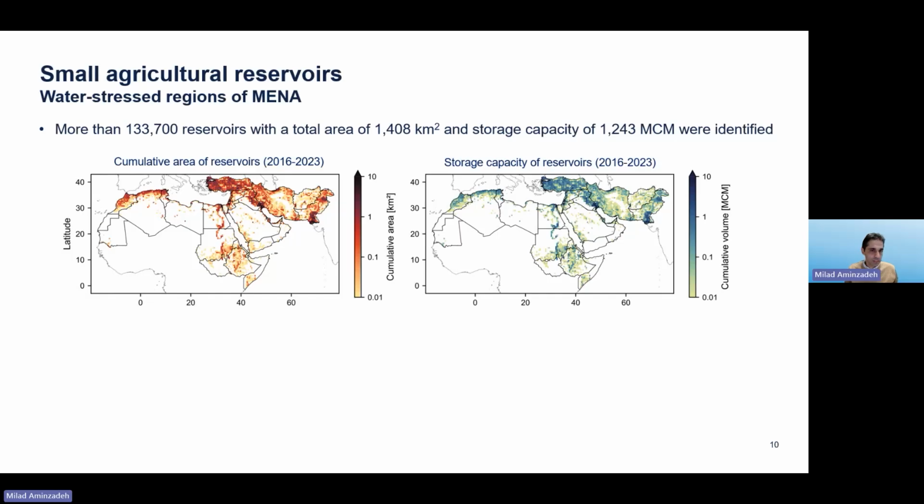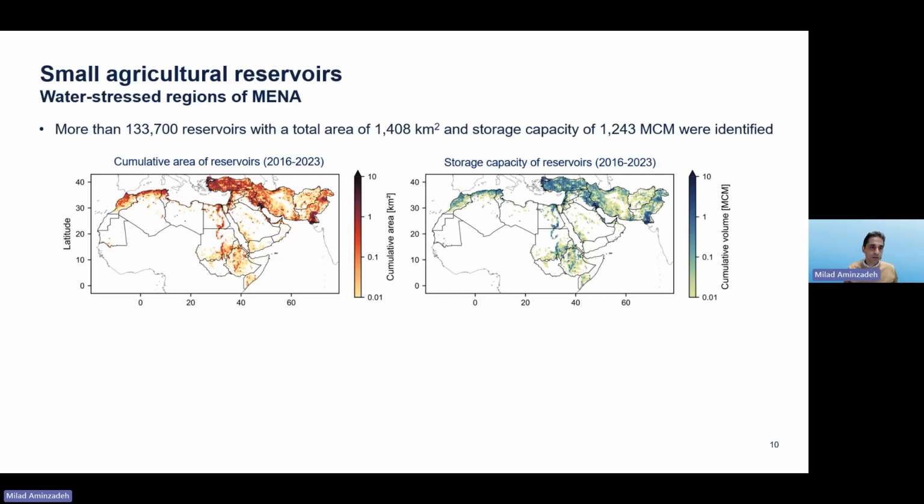Okay, now let's look at the results. We divided the agricultural area in the Middle East and North Africa into pixels, or grid cells, each one 50 times 50 square kilometers. Within each pixel, first we identified individual reservoirs and calculated the cumulative area. Here on the left-hand side, you see the cumulative area of reservoirs across MENA for the period of 2016 to 2023. What I'm showing here is just average values, but we have already calculated yearly values separately. On the right-hand side, you can see the storage capacity of these reservoirs.